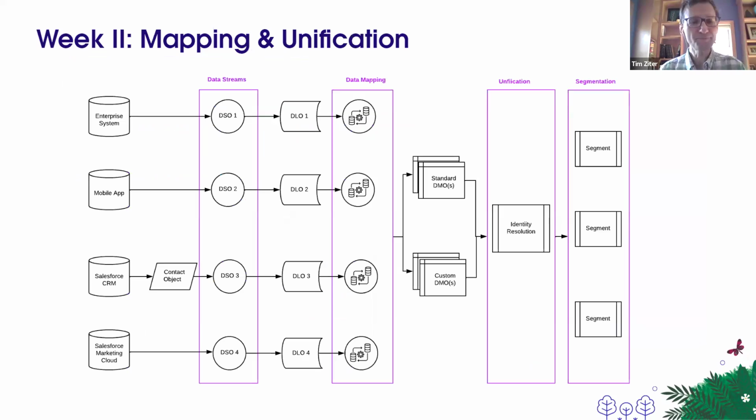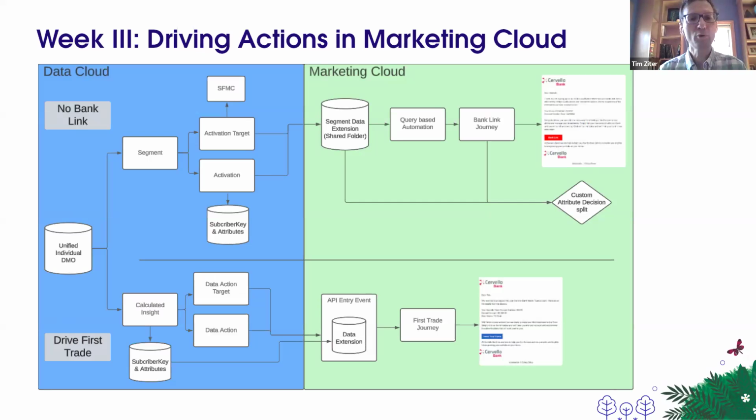In Michelle's section, this is where she took all of that data that Sandesh was bringing in and mapped that data to identify those unique keys, so that we can unify this individual and align it to a specific subscriber key that we're used to in Marketing Cloud, and create those unique segments. So for our use case today, we're going to be creating those two different paths, the segment and the calculated insight. If we take a look at the top part, we have our no bank link segment.